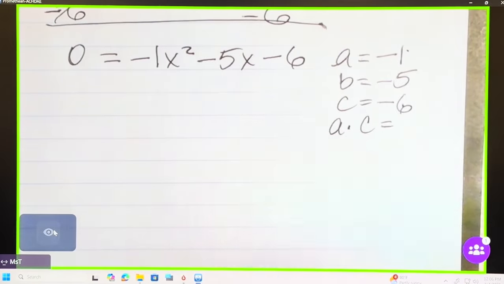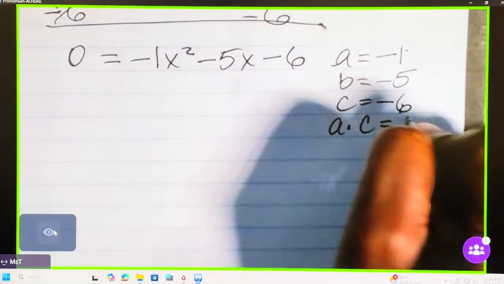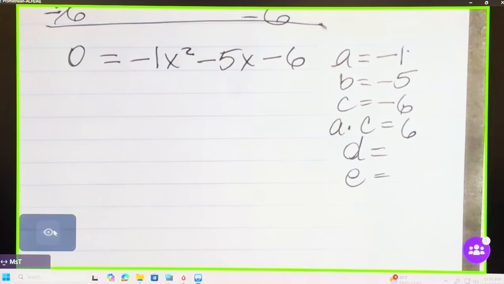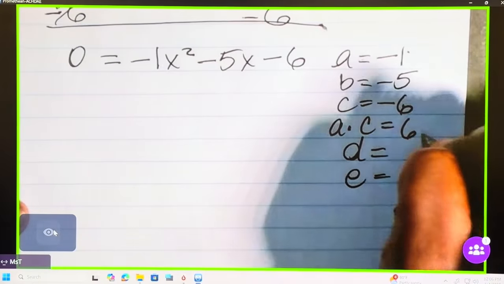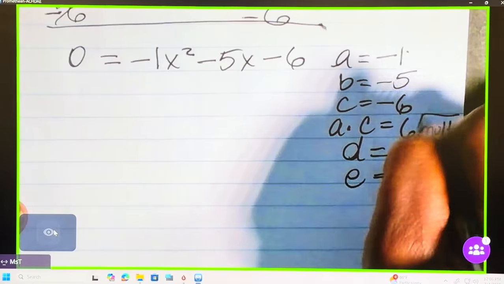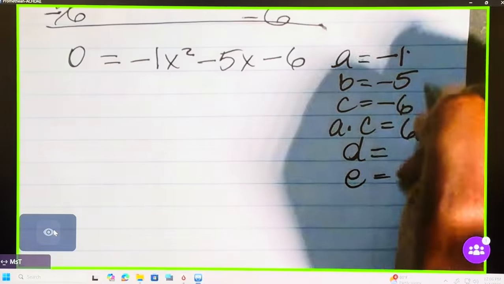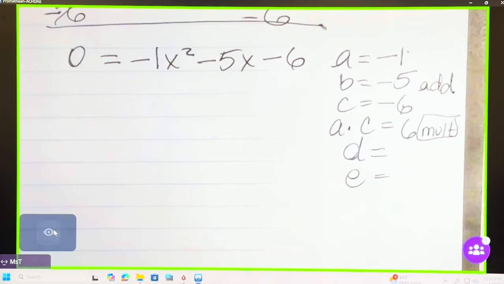Negative times a negative is a what? Positive 6. Then I need to find my D and my E. Now, how do I find those? I'm looking for two numbers that multiply to give me positive 6. What's the only way we can get a positive 6 when we multiply? Two negatives or two what? Positive. But I need them at the same time to add to give me what? Negative 5. So that should give us a clue.